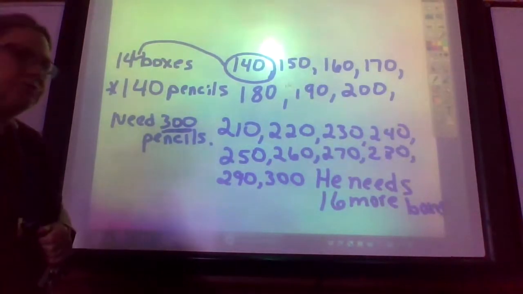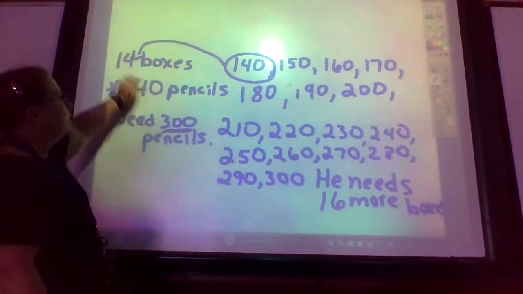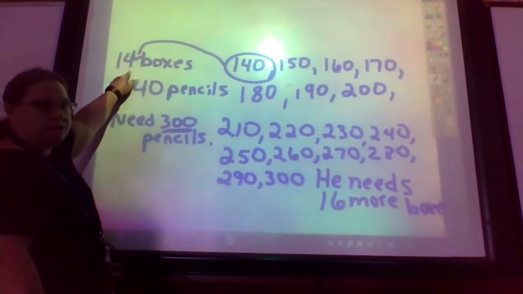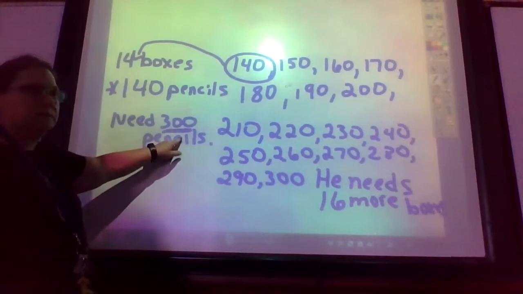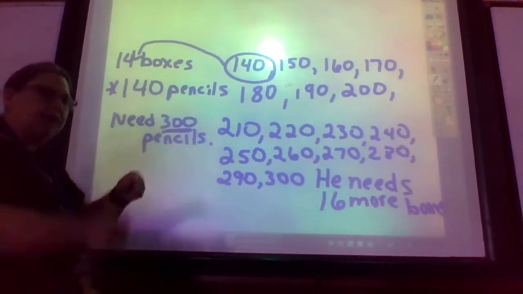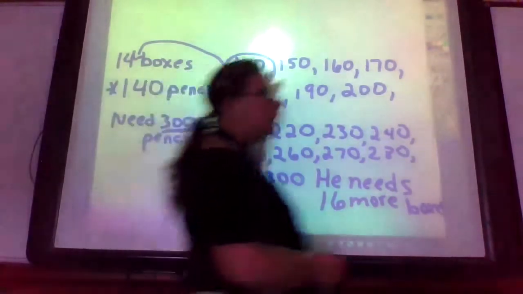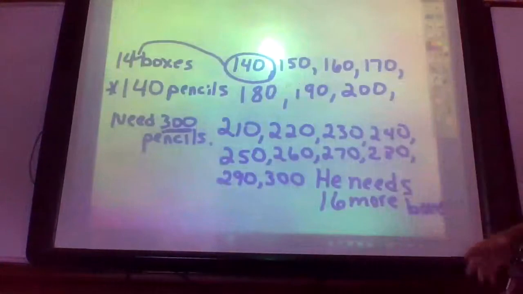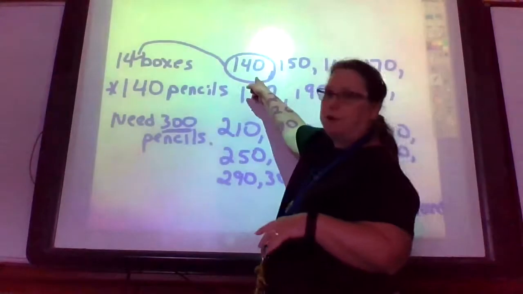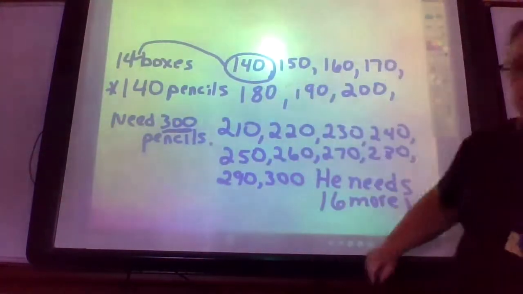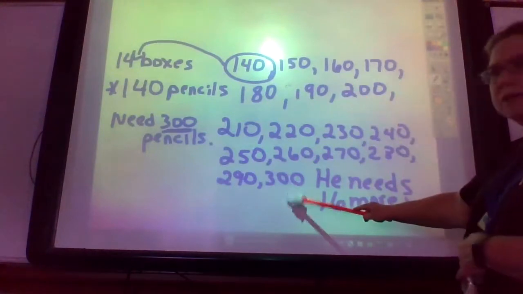So, to go through that one more time so you understand it. In the first part, we figured out 140 pencils was 14 boxes. The principal needs 300 pencils. Each box has 10. So I was counting by 10 from 140 to get up to 300 pencils. So this was my 140 pencils, 150 pencils, 160 pencils, 170 pencils, all the way up to 300 pencils.